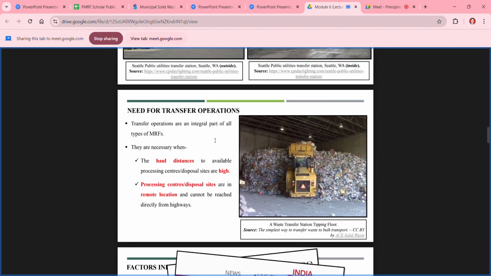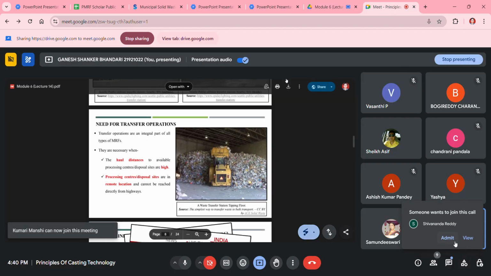So what is the need for transfer operations? Transfer operations are an integral part of all types of material recycling facilities. They are necessary when the haul distance is long.